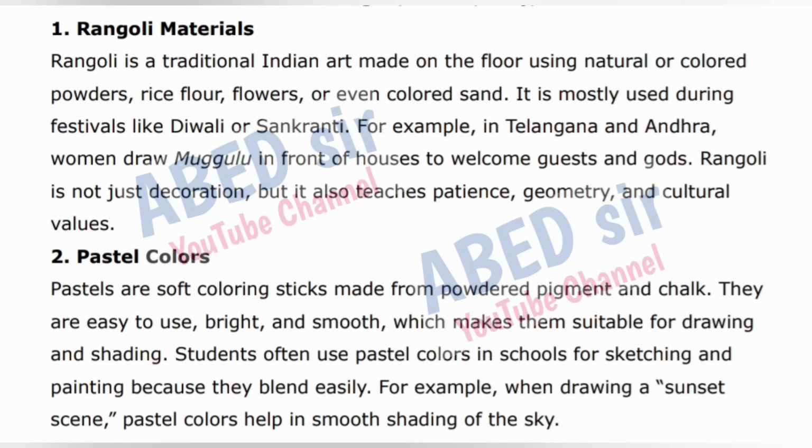2. Pastel colors. Pastels are soft coloring sticks made from powdered pigment and chalk. They are easy to use, bright, and smooth, which makes them suitable for drawing and shading. Students often use pastel colors in schools for sketching and painting because they blend easily. For example, when drawing a sunset scene, pastel colors help in smooth shading of the sky.